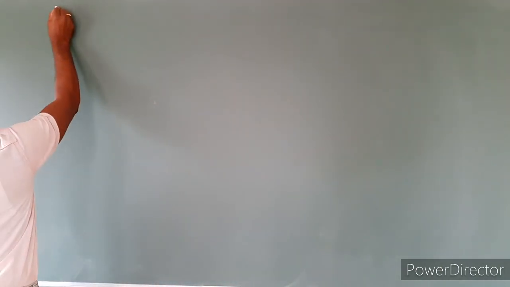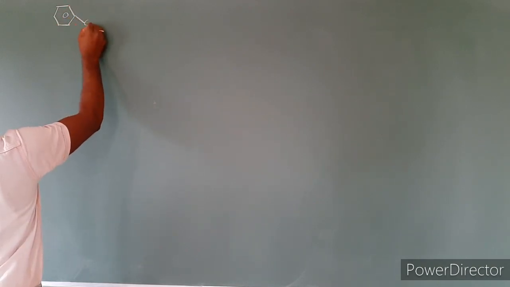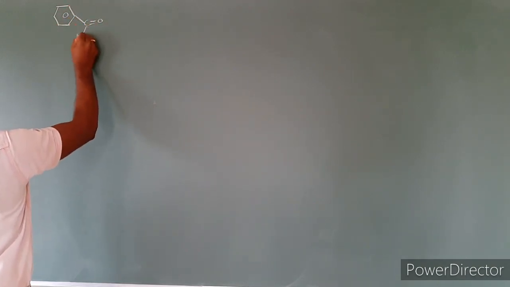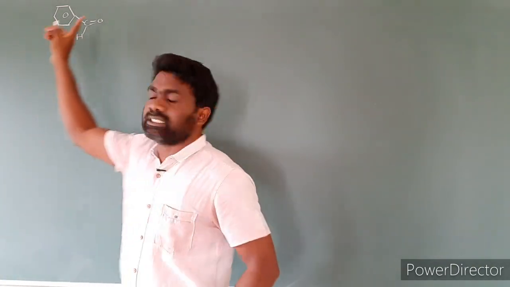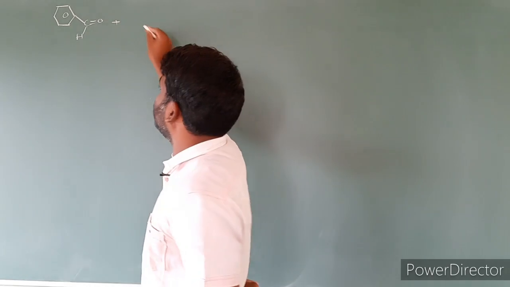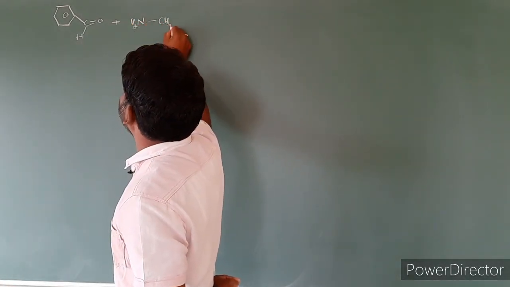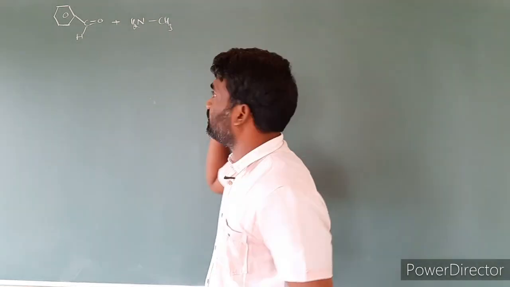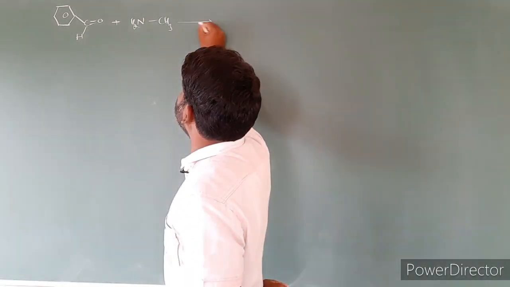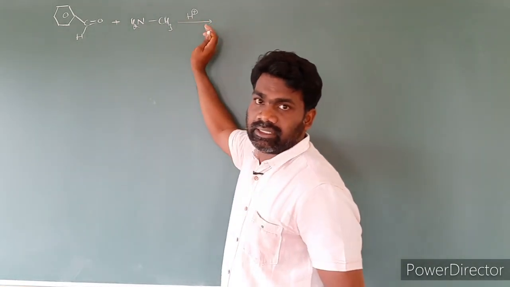I am taking the example of benzaldehyde first. The reactant I am taking is benzaldehyde, benzene C double bond OH. This benzaldehyde I am treating with amine, NH2CH3. So this is the reactant I took. Then what is the product we can expect? This reaction is catalyzed in acidic medium, so the reaction takes place in acidic medium.